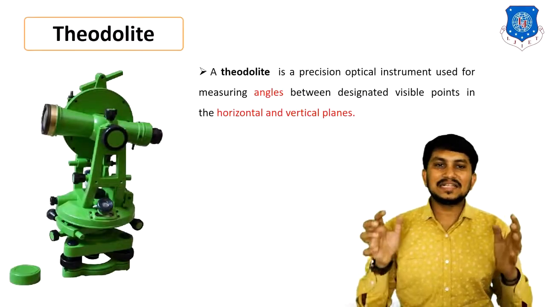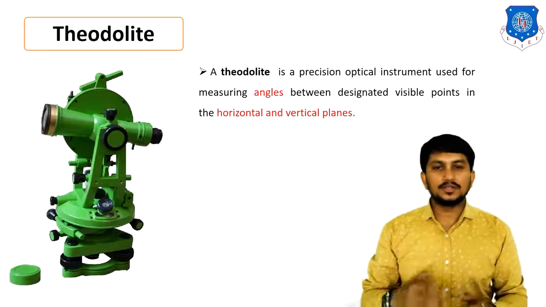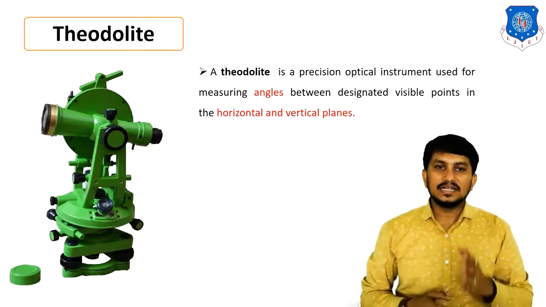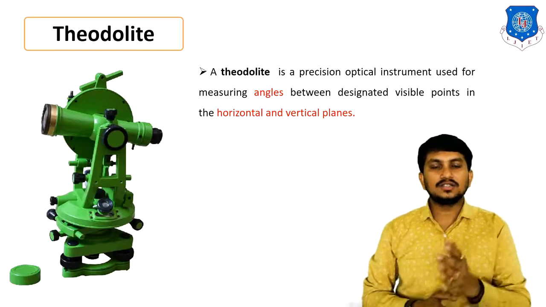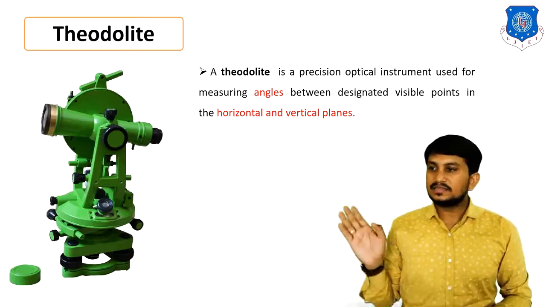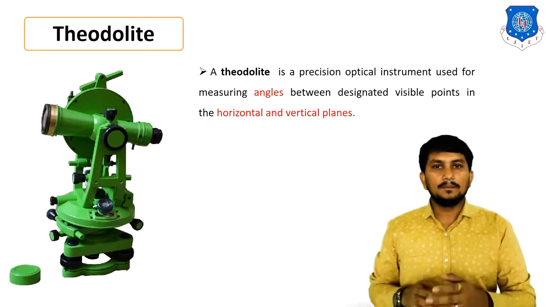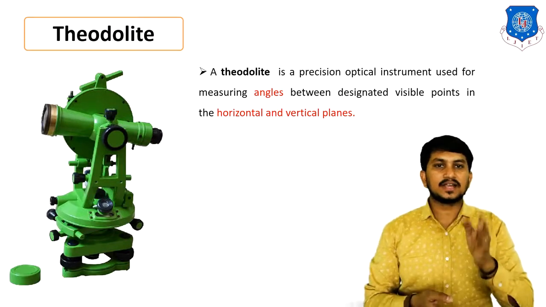A theodolite is a precision optical instrument used for measuring angles between designated visible points in the horizontal and vertical plane. This instrument can be used for measuring horizontal as well as vertical angles.